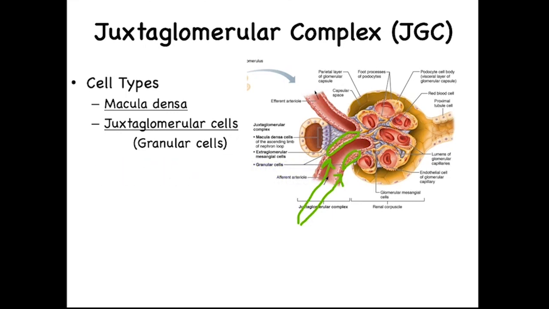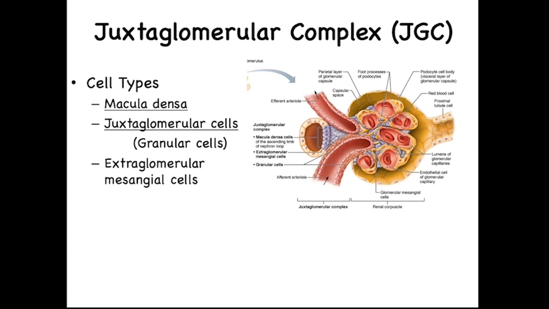A third type of cell are the extraglomerular mesangial cells. These cells are located between the macula densa and the juxtaglomerular cells. They contain gap junctions, and it is believed that those gap junctions allow chemical messengers to travel from the macula densa to the juxtaglomerular cells.